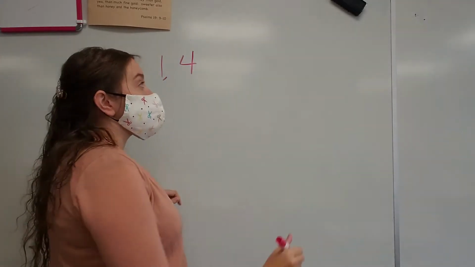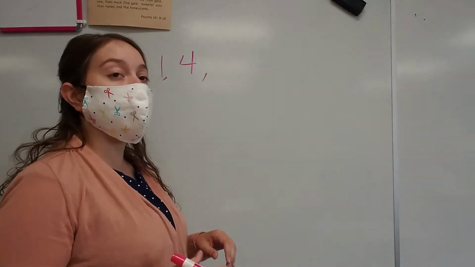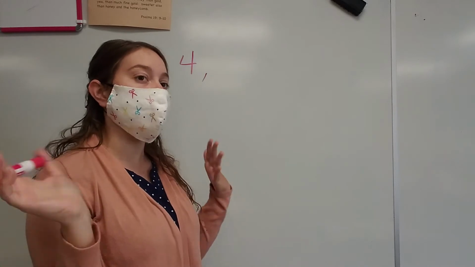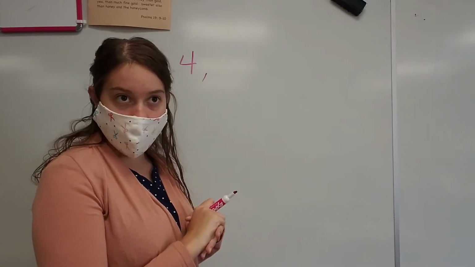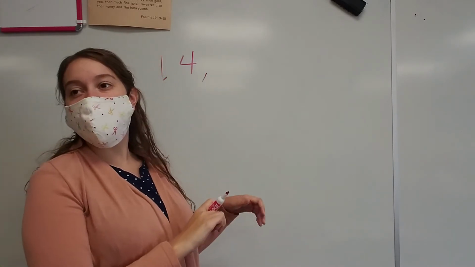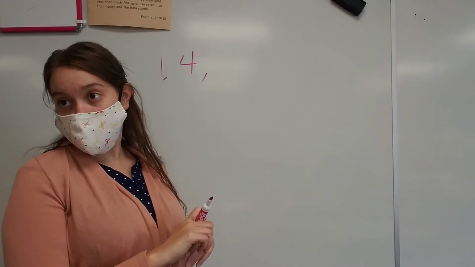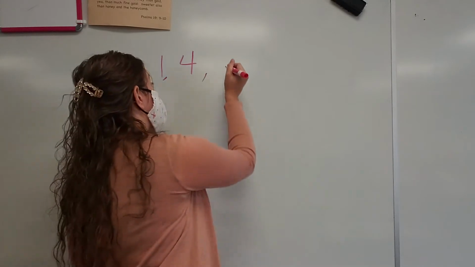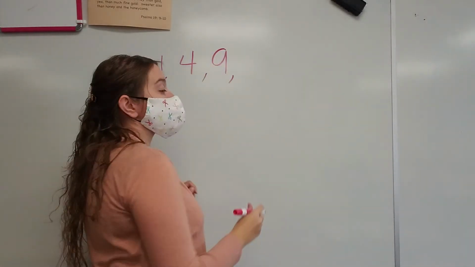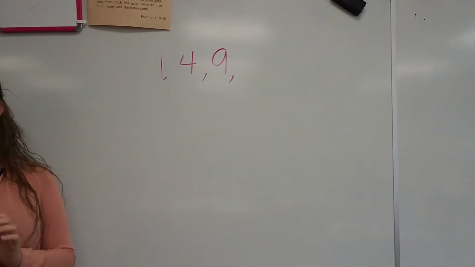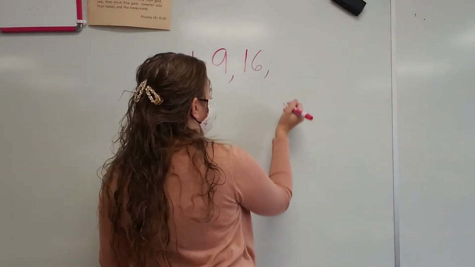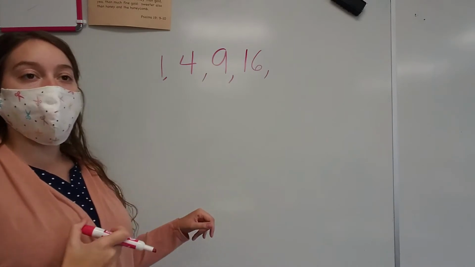Is 5 a square number? No. It's a square root of a number, right? It times itself gets us something, but it itself is not. Is 6? No. 7? No. 8? No. 9? Yes. What's my next square number? 16. We jump all the way from 9 to 16 before we get another square number.